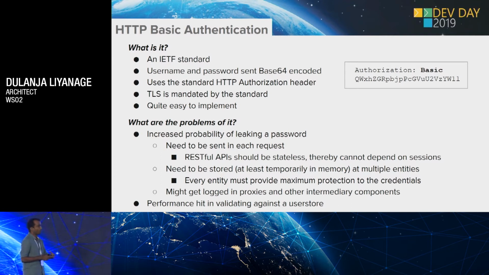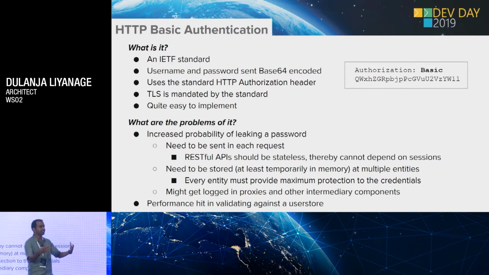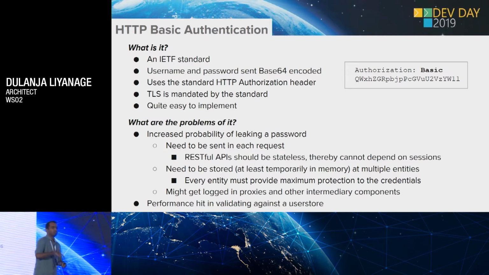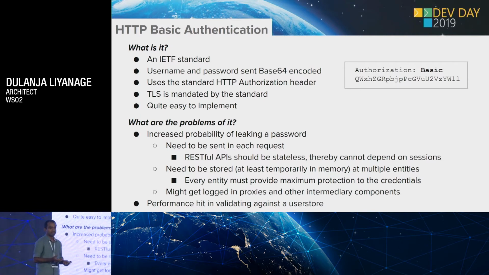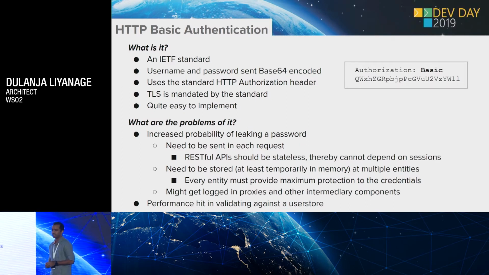And it needs to be stored in all the clients that are doing this basic auth call to the API. So it needs to be protected there. Again, it increases the threat surface, right? A lot of places to protect. Also, within the communication, it can get logged in proxies and other intermediary components. Usually only the GET requests are logged, but you can configure it to log even headers. We don't know how the intermediary ones are configured.